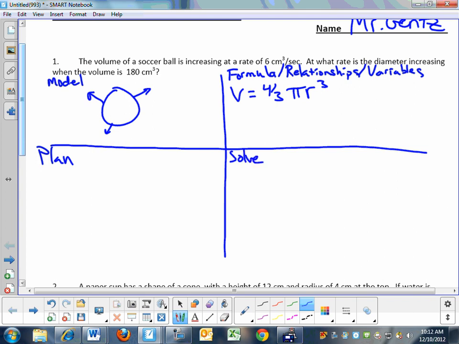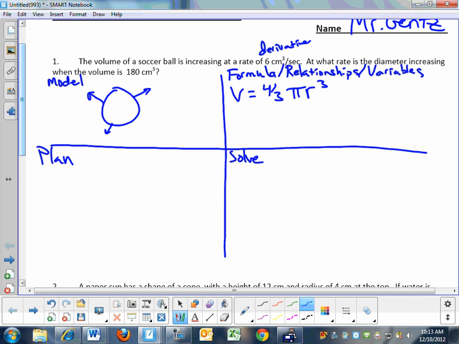Now, it says the volume of a soccer ball is increasing at that rate. So that means that this is a derivative. Yes, no? However, what is changing in this problem? There's a number of things changing. What's changing in this problem? Diameter's changing. What else? The volume's changing. What else? The radius. The surface area. And most importantly, time is changing. And because time is changing, that drives everything.